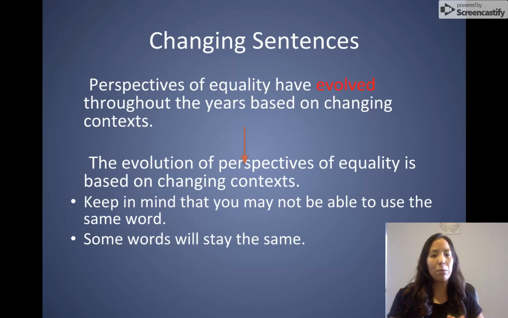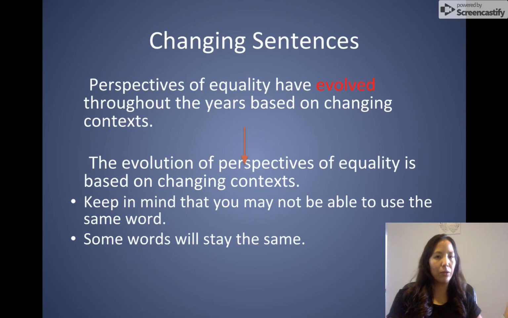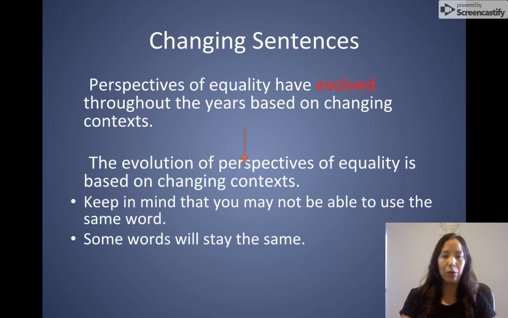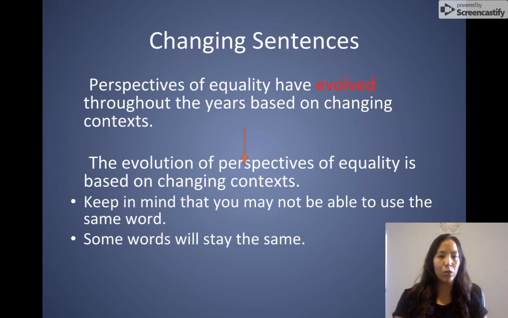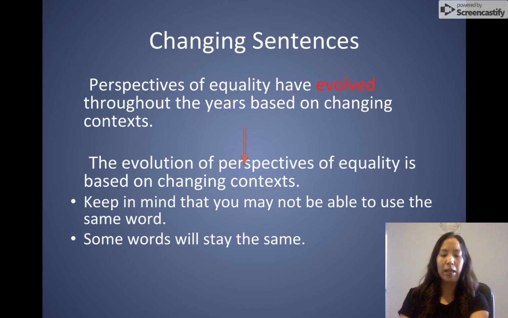Keep in mind, though, that you may not be able to use the same word. Okay, so there's some words like is and was. Obviously, you can't use those. There isn't a noun for that. As well as that, a lot of them might be colloquialism. So you might have the word let, which you might not then want to make into a noun. Some words will stay the same. So not all words will necessarily change.